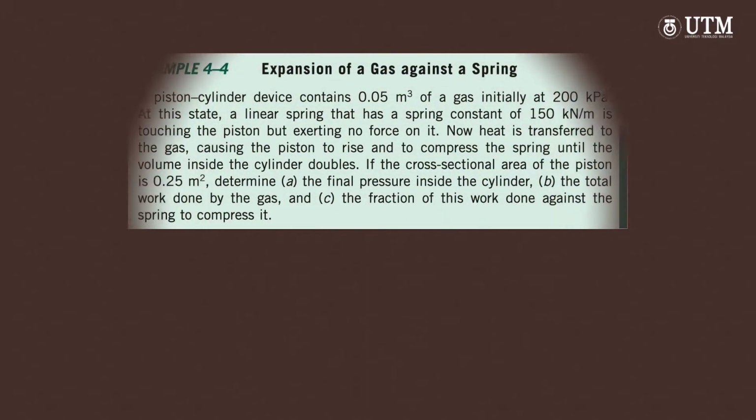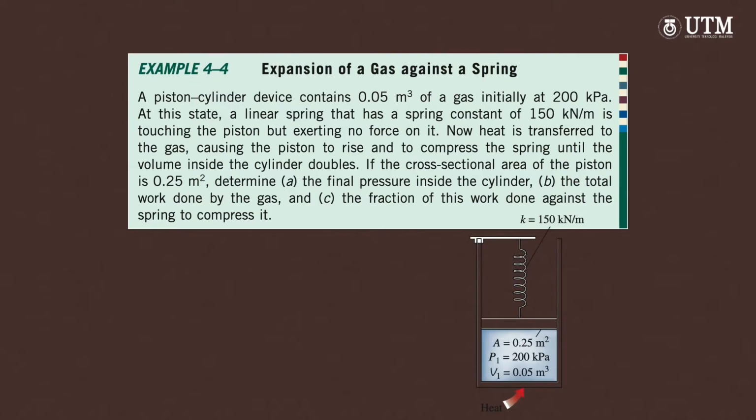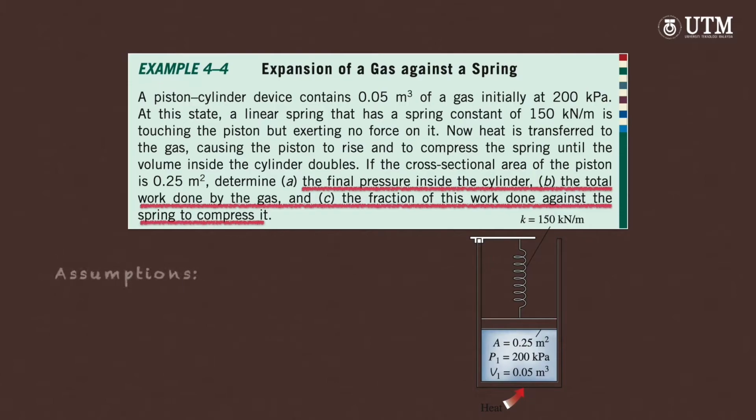Example 4.4 demonstrates a gas in a piston-cylinder device equipped with a linear spring that expands due to heating. The final gas pressure, the total work done, and the fraction of the work done to compress the spring will be determined. Before we solve the problem, we must first specify reasonable assumptions to simplify our analysis.